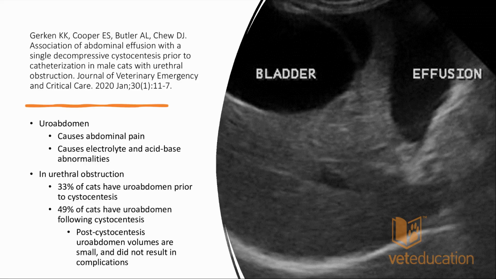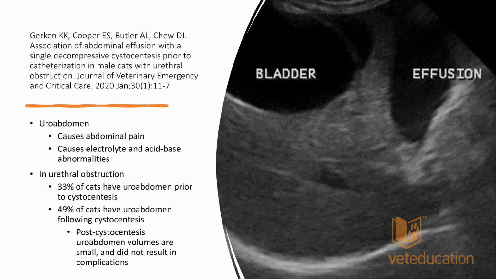This study I found really, really interesting because we're oftentimes concerned when animals present to us with urethral obstruction that if we perform cystocentesis we could in fact cause a small hole to be present in the bladder and that we'll get a uroabdomen afterwards, and that might make things worse for our patients. Uroabdomen can certainly cause abdominal pain and can cause quite significant electrolyte and acid-base abnormalities. So that's the reason why we might not want to cause a uroabdomen with our needle.